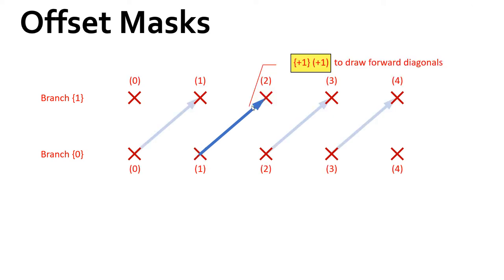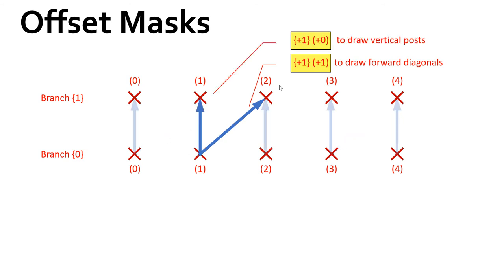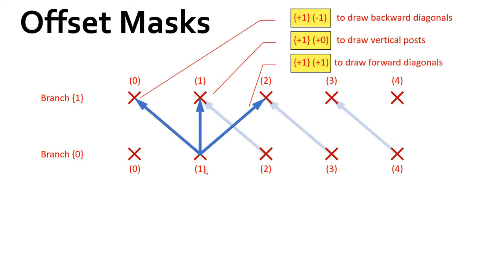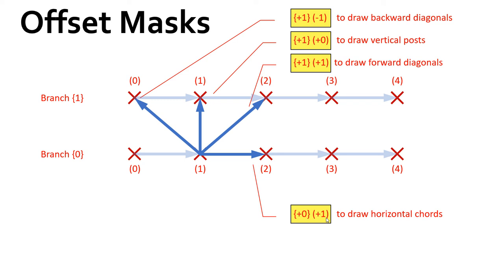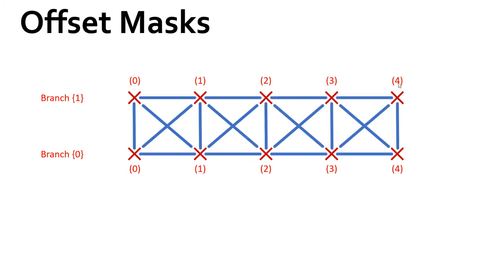So we can use offset mask +1, -1, +1, +1 to create diagonals like this. If we use an offset mask of +1, +0, we can draw verticals, and using a -1 offset to go backwards, and we can even go sideways where we don't move a branch, we stay within the branch, but we just move from one item to another item. So +0, +1 will give you horizontals. Okay, so we'll end up with a pattern like this.